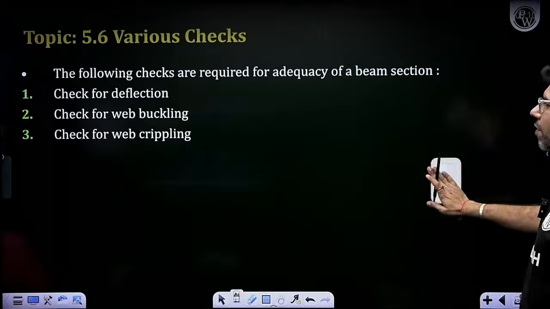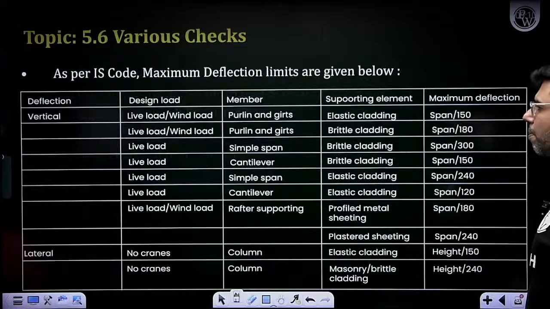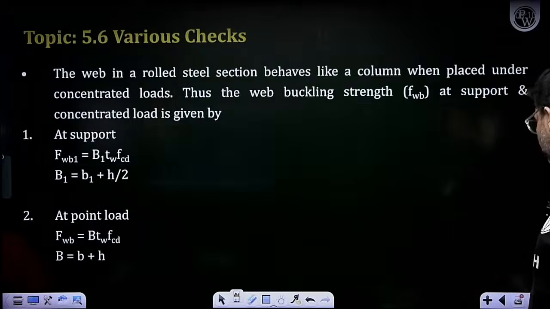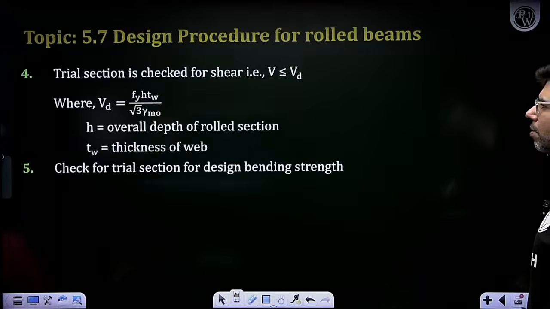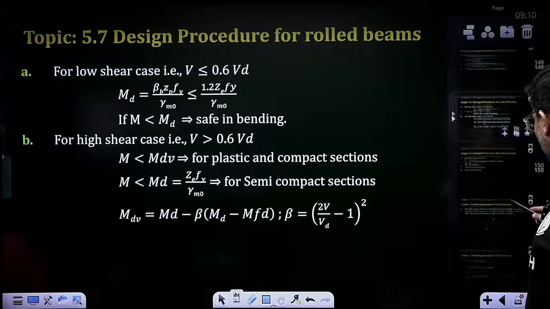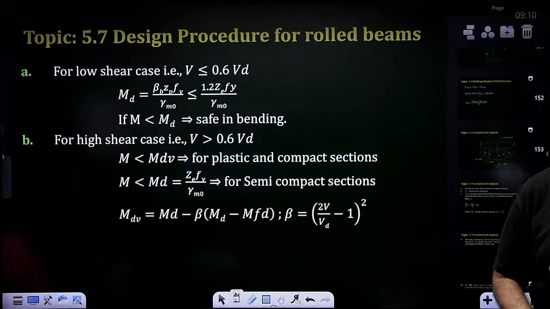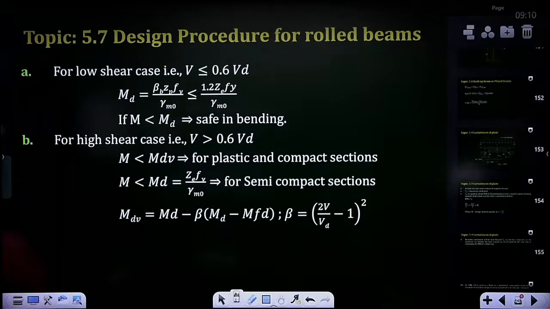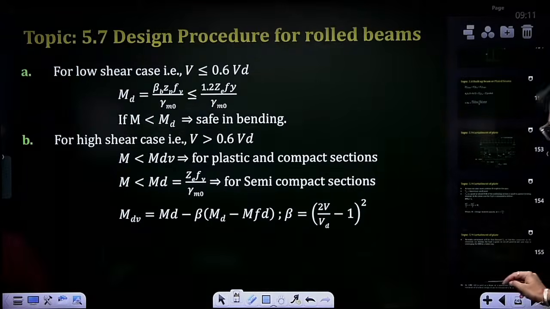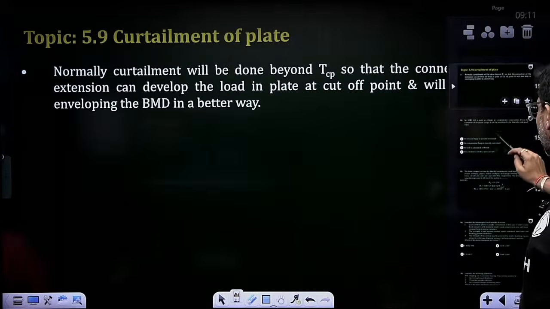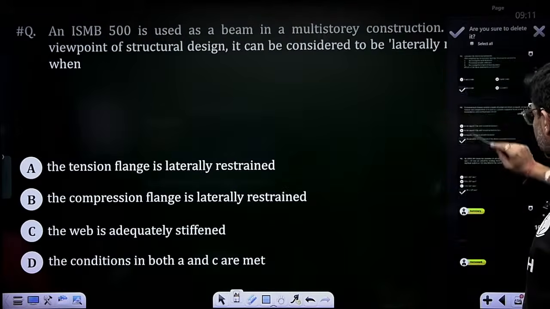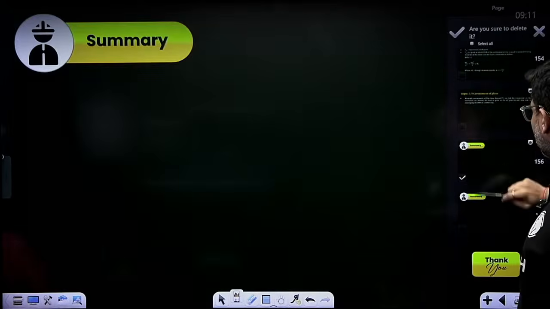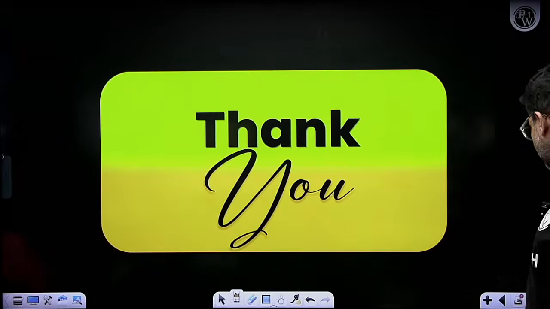Now we have various checks for deflection, check for web buckling, check for web crippling. You can see here I have all written. Please go through it once. Not that important again. Design procedure I have shown. So this was all about beam. Curtailment of plate also I have included here. Let's finish it off here today. I am including everything in the notes, you can just go through it once.